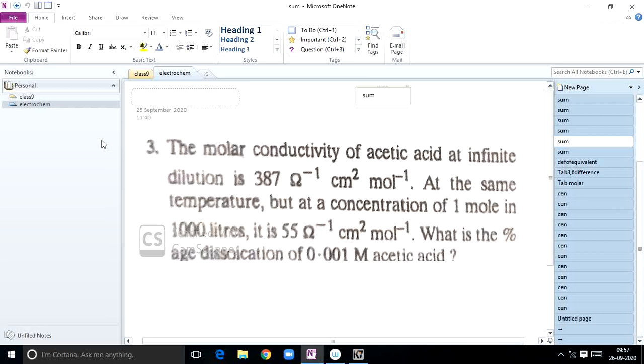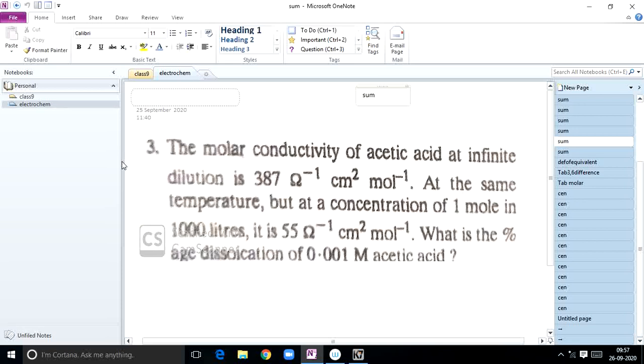The molar conductivity of acetic acid at infinite dilution is given at the same temperature but a concentration of 1 mole in 1000 liters. Do this one, students. Read the question. Molar conductivity of acetic acid at infinite dilution is 387 ohm inverse centimeter square mole inverse at the same temperature, but at a concentration of 1 mole in 1000 liters it is 55 ohm inverse centimeter square mole inverse. What is the percentage dissociation of 0.001 molar acetic acid? So how to do this one?